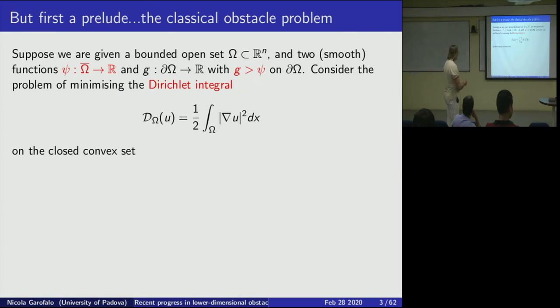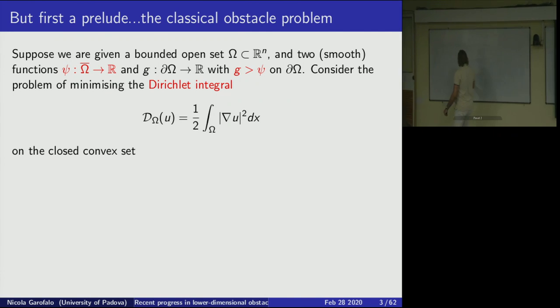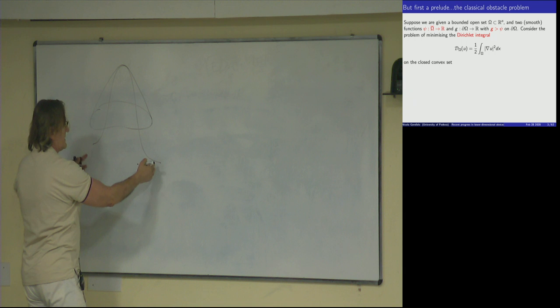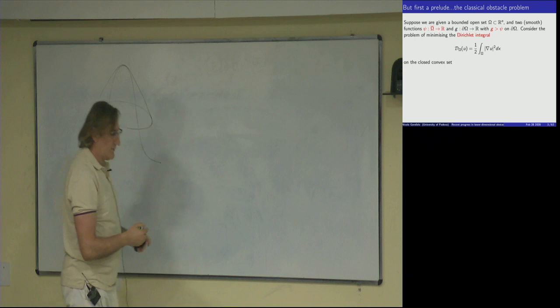So consider the problem. You have an open set omega in R^n, and two smooth functions. This in red is the obstacle, and there is a boundary datum. Of course, the condition for the existence of a solution is that the boundary datum exceeds the obstacle on the boundary of your domain. So the picture that you may want to keep in mind looks like this. This is the obstacle, and the boundary datum is like this. So on the boundary, the obstacle is below the boundary datum.